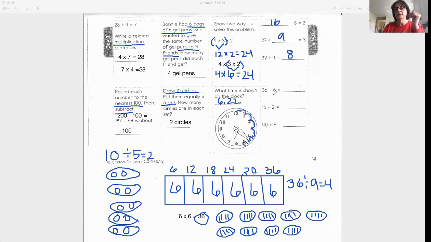All right, and the next three are, again, just simple division equations. 36 divided by 6 equals 6. Skip count by 6 until I get to 36. 16 divided by 2 equals 8. Could skip count by 2s until I get to 16. And the last one, 40 divided by 5 equals 8. I could skip count by 5s until I get to 40, and I would end up with 8.